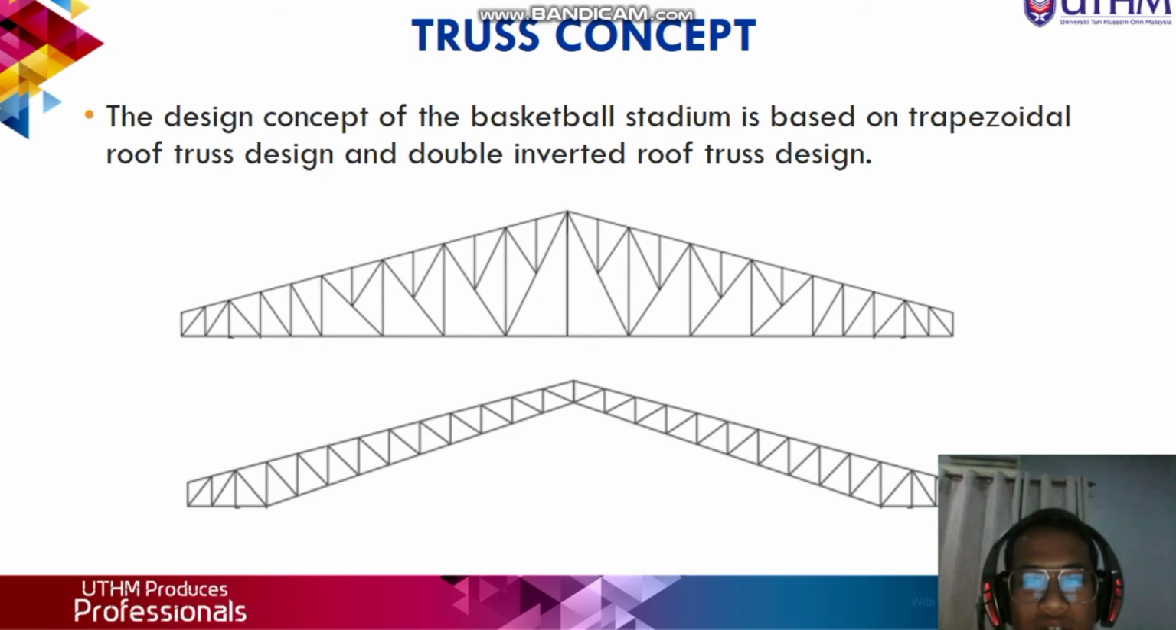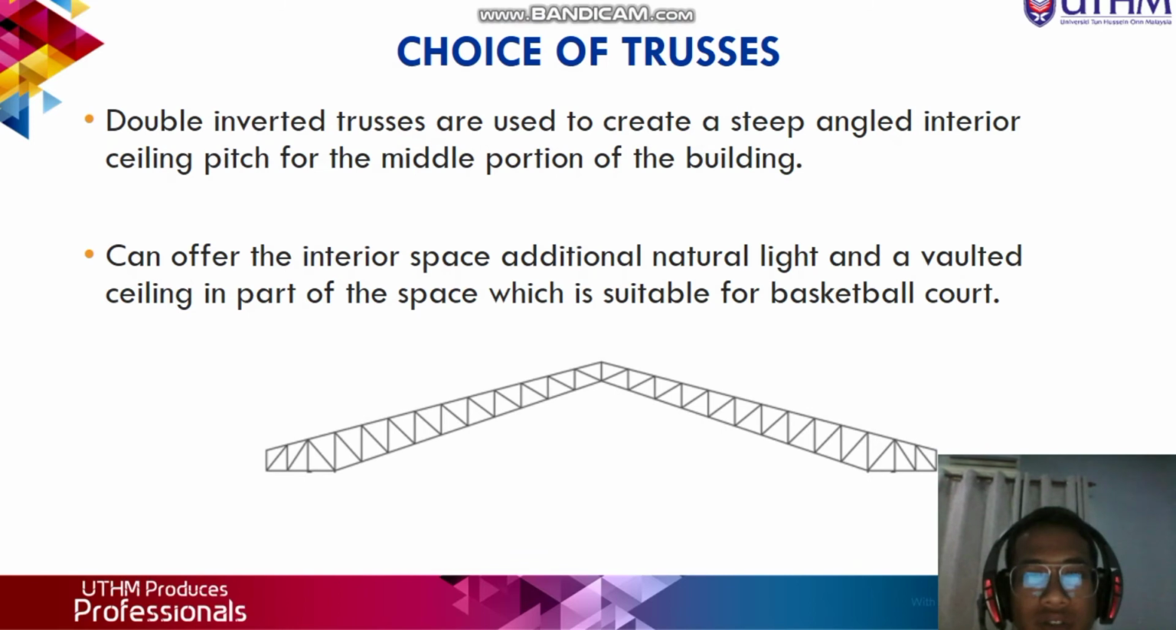Next is the truss concept. The design concept of the basketball stadium is based on trapezoidal roof truss design and double inverted roof truss design. For the choice of trusses that we have chosen, the double inverted trusses are used to create a steep angle interior ceiling pitch for the middle portion of the building, and they can offer the interior space additional natural light and a vaulted ceiling in part of the space, which is suitable for a basketball court.